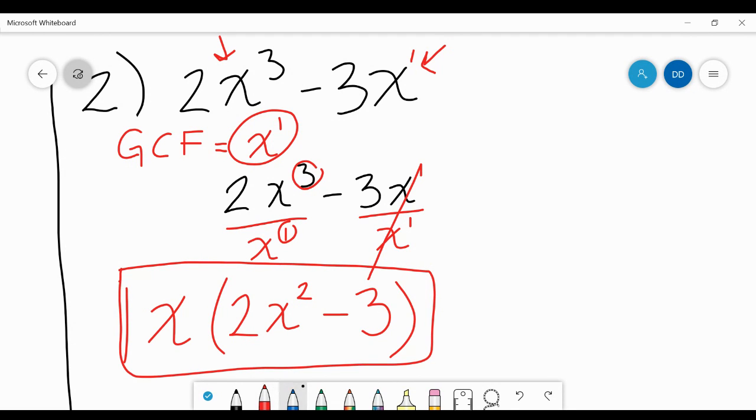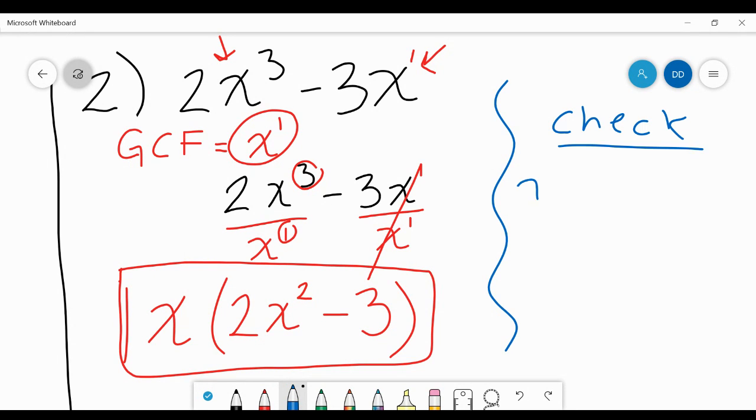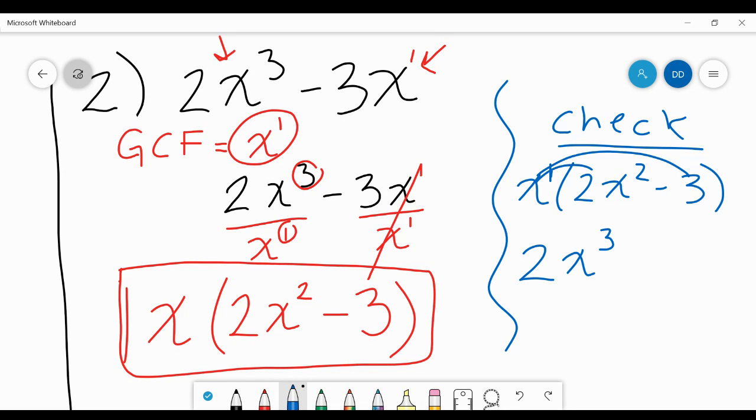I'm going to check it by distributing it out. So we have x times 2x squared minus 3. Distribute 2, add your exponents. X squared times x gives us x to the third, minus x times negative 3, negative 3x. We can't do anything more, which is what we started with. So we know that we did this right.